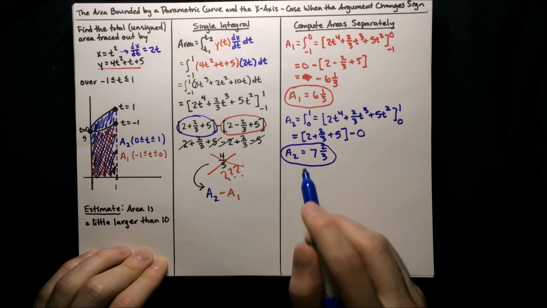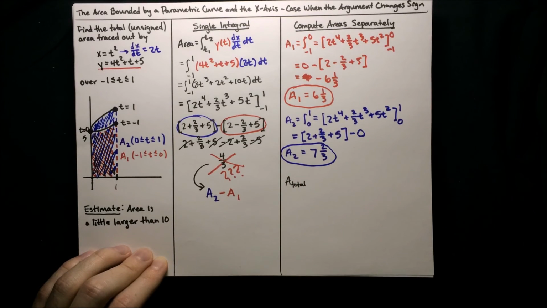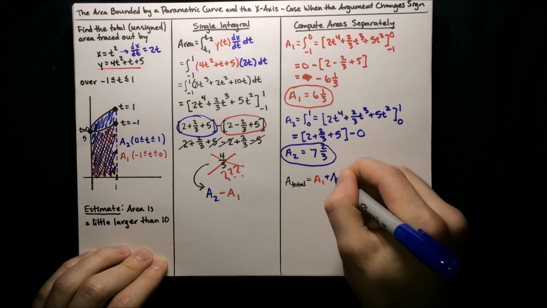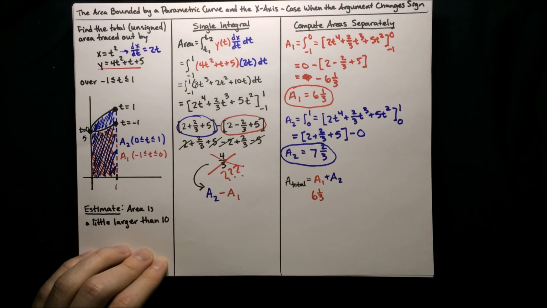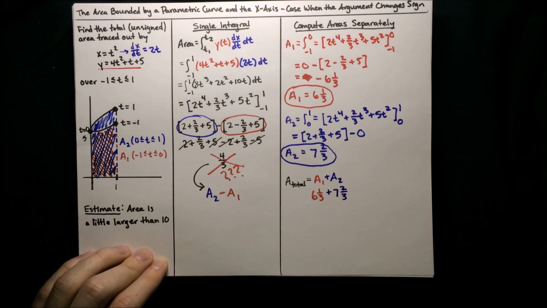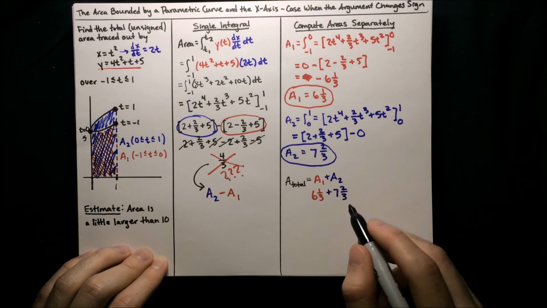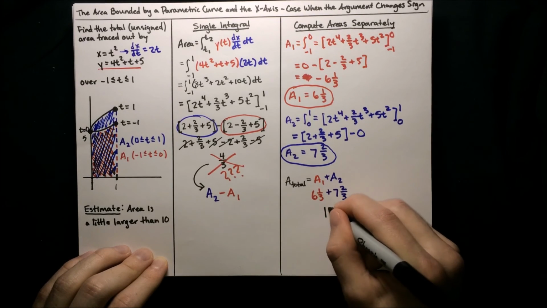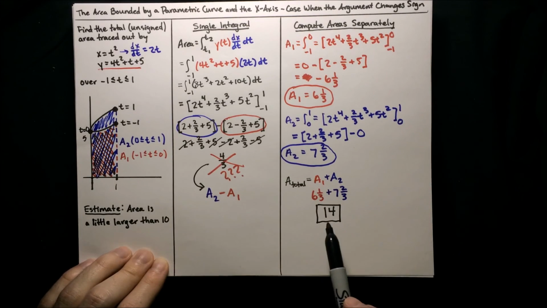Alright, so now the total area, let's put A total, is just the sum of the areas. That's equal to area 1 plus area 2. And area 1 is 6 1/3. And so we have to add area 2 to that, 7 2/3. And when we add that, we get 6 plus 7 is 13, 1/3 plus 2/3 is 3/3, which is 1, so just 14. So that is the total area. And that makes sense with our estimation. It's a little bit larger than 10.